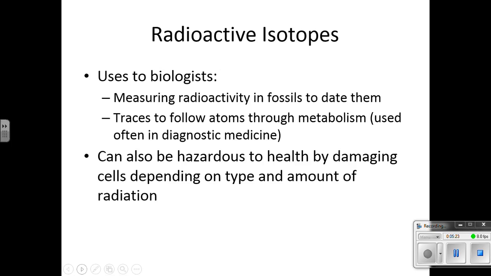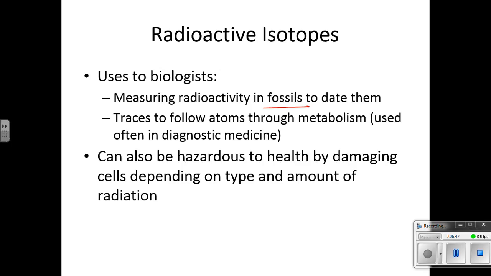So what are the radioactive isotopes' uses for biologists? Well, for one, it's how we date fossils. We look at the isotopes, we know how long it takes for an isotope to decay, and then we look at how far it's decayed in that fossil. Now, that is obviously a very oversimplified version of what scientists actually do, but it gives you an idea of how they're used.